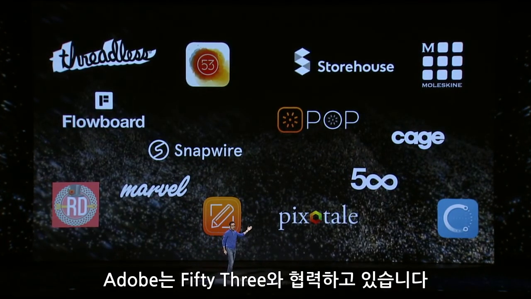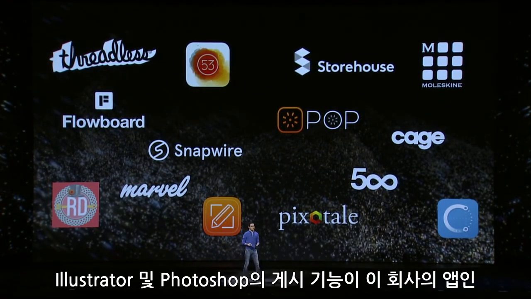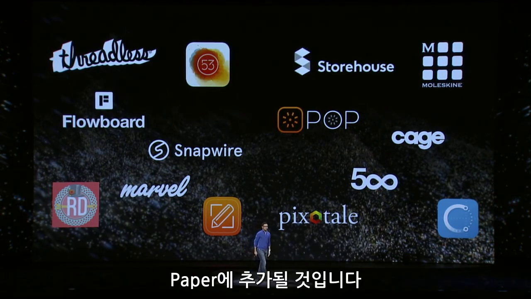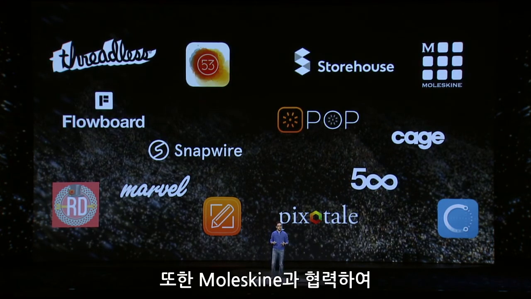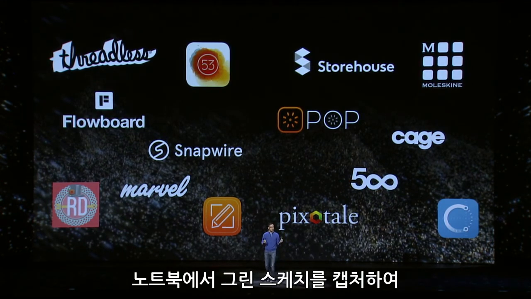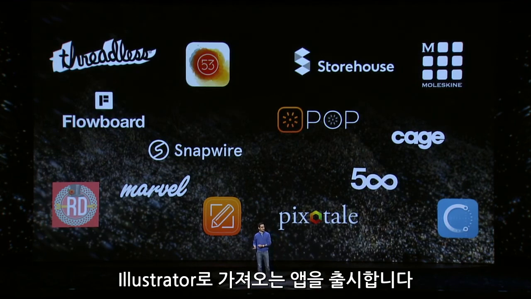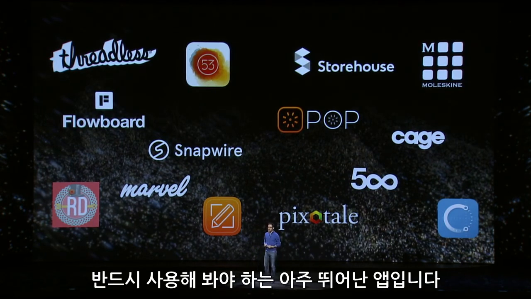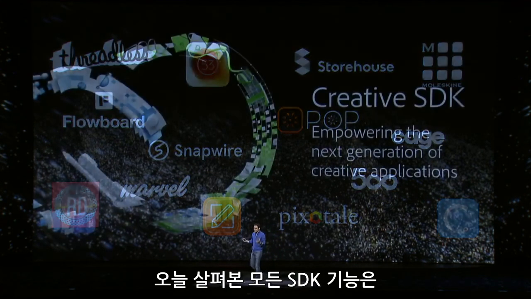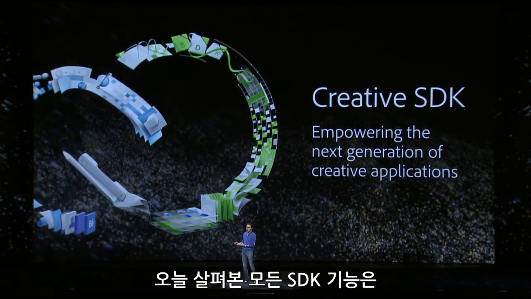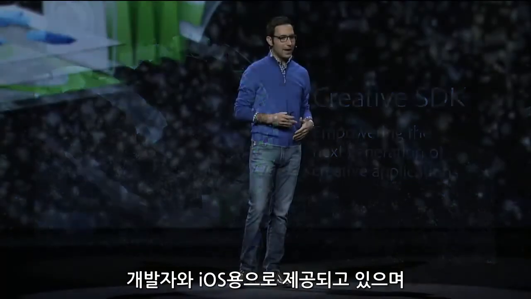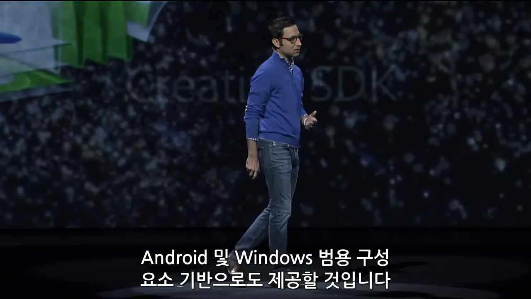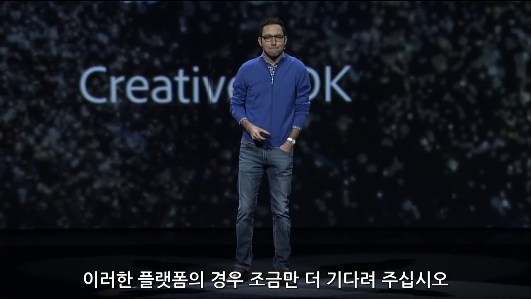We're working with Paper by 53, and we'll be bringing the capability of publishing to Illustrator and Photoshop into their app, Paper. We're also working with Moleskine, launching an app that lets you capture sketches in your notebook and then bring them into Illustrator. So super cool apps to look out for. All of these SDK capabilities that you've seen today that we were just talking about are available now for developers in iOS, and we're working on Android and Windows Universal Components as well. So stay tuned on that.